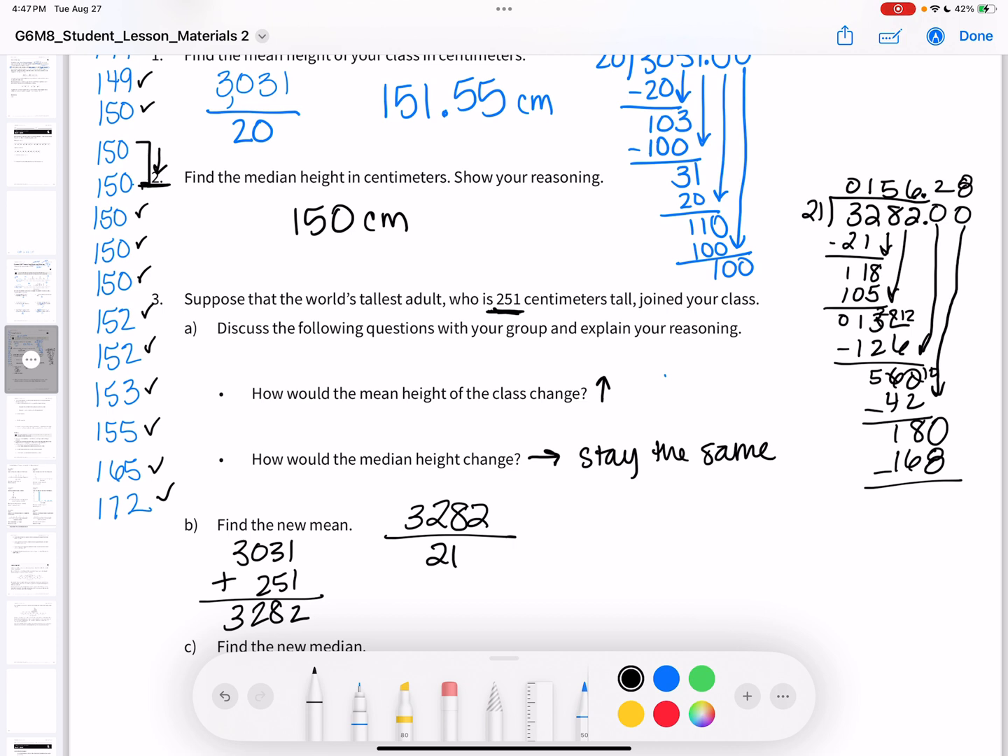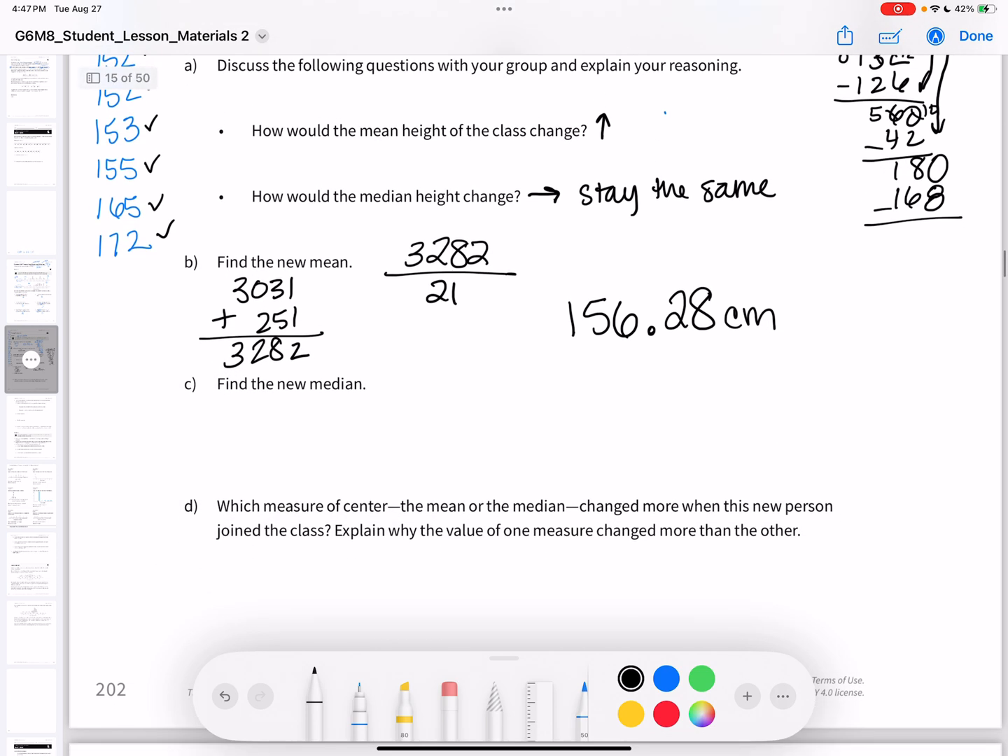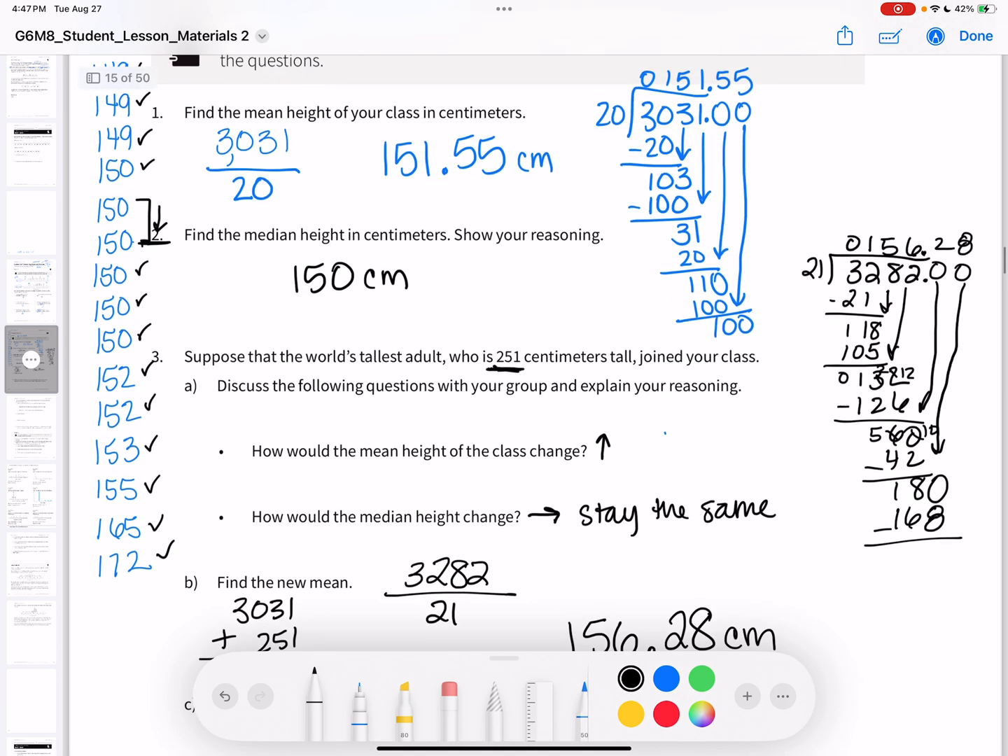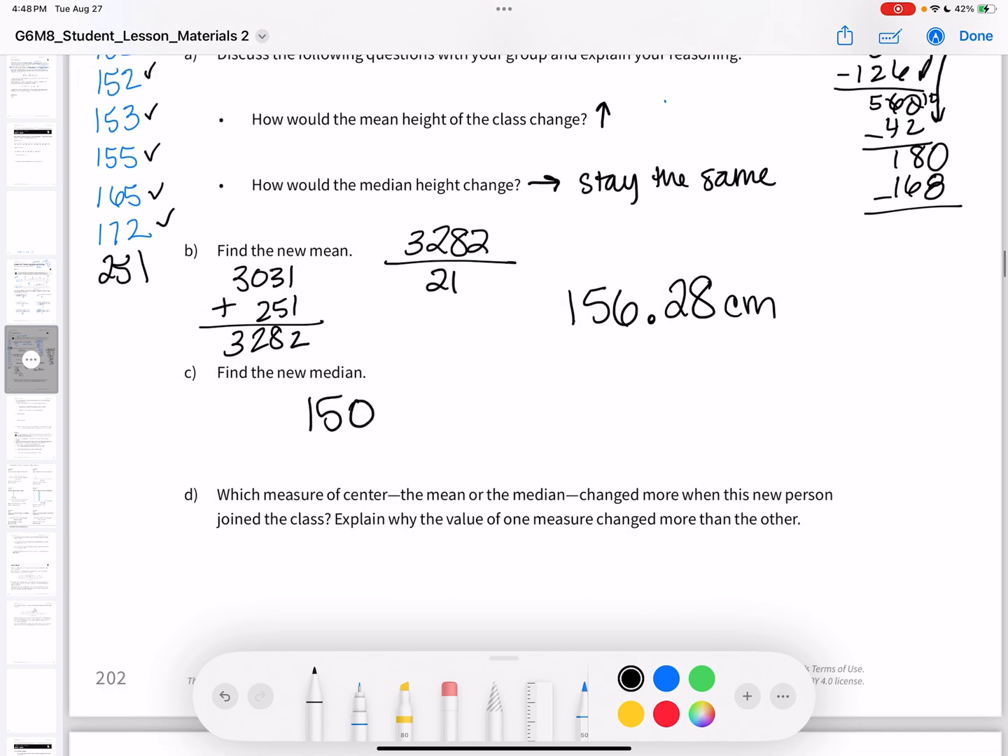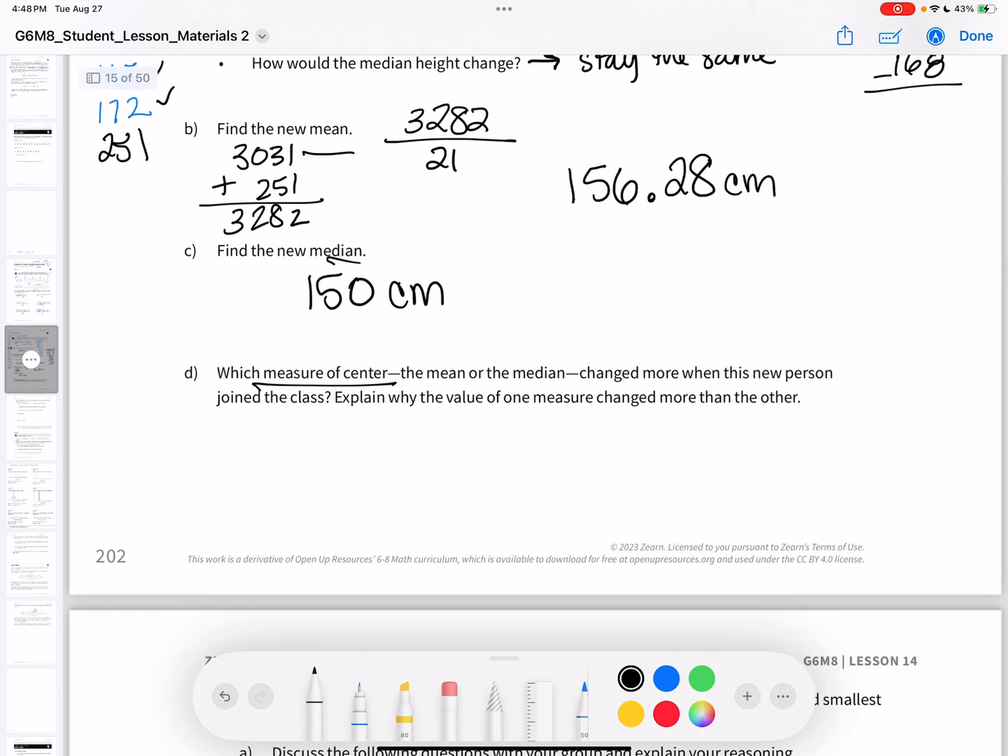The new mean is 156 and 28 hundredths centimeters. All right. Find the new median. Well, because we added 251, that's going to shift our middle up 1, and it still gets us 150. So our new median is still 150 centimeters. Which measure of center, because remember, mean and median are measures of center, changed more when this new person joined the class? Well, obviously our mean changed more.